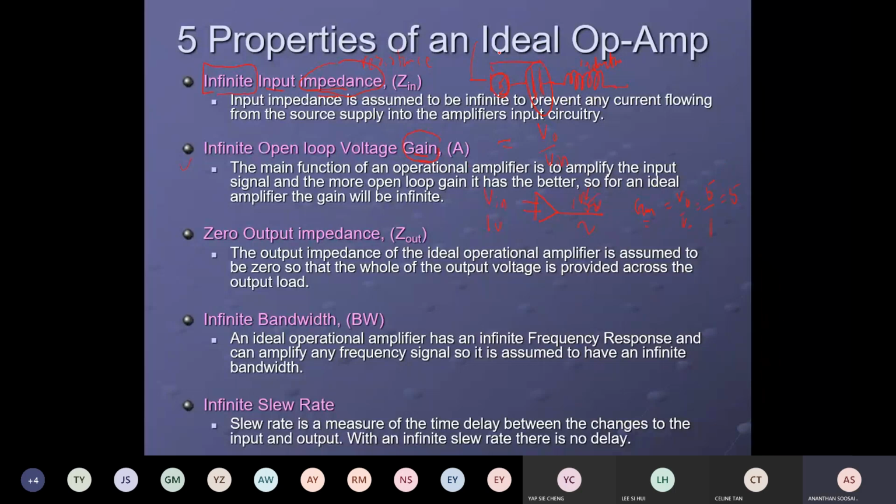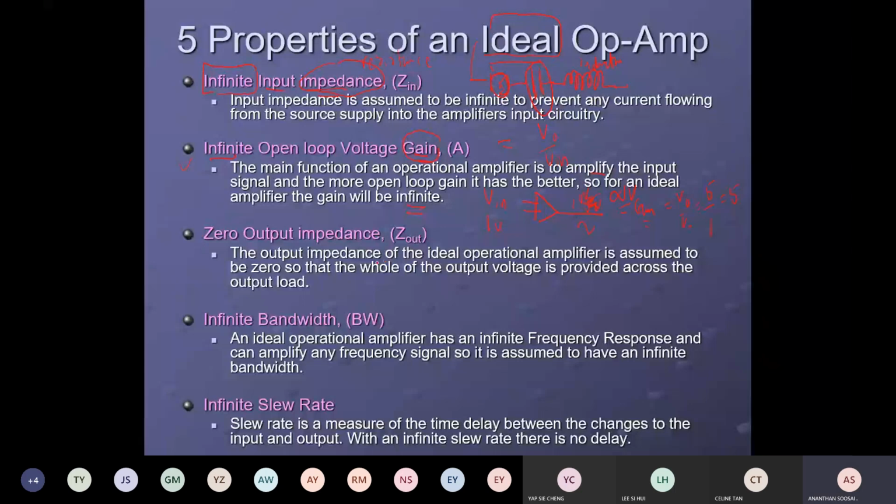For an ideal operational amplifier, the gain is found to be infinite. That means you input 1 volt, and the output is infinite volts. Big gain. That's the open loop voltage gain. The main function of the operational amplifier is to amplify the input, as I told you earlier, and the bigger the open loop gain, the better. So for an ideal amplifier, the gain will be infinite.